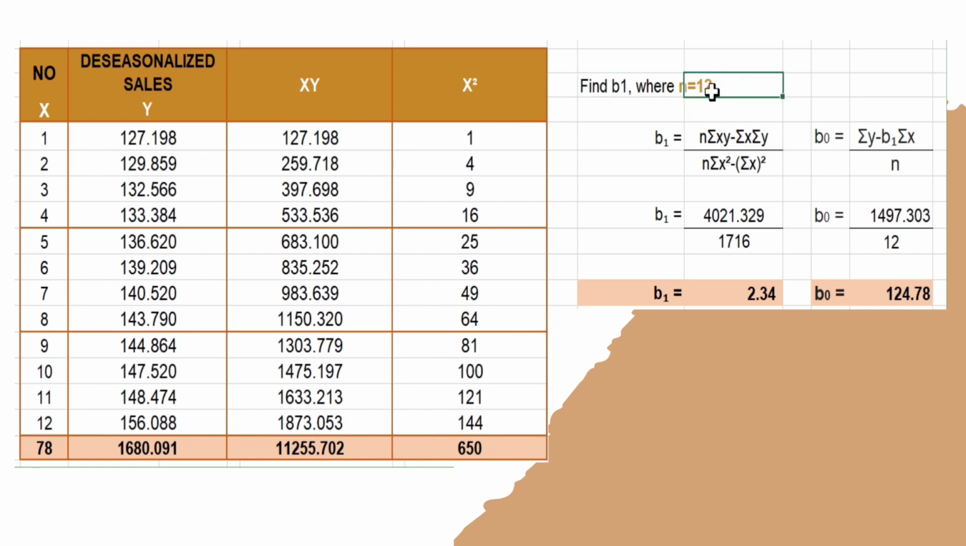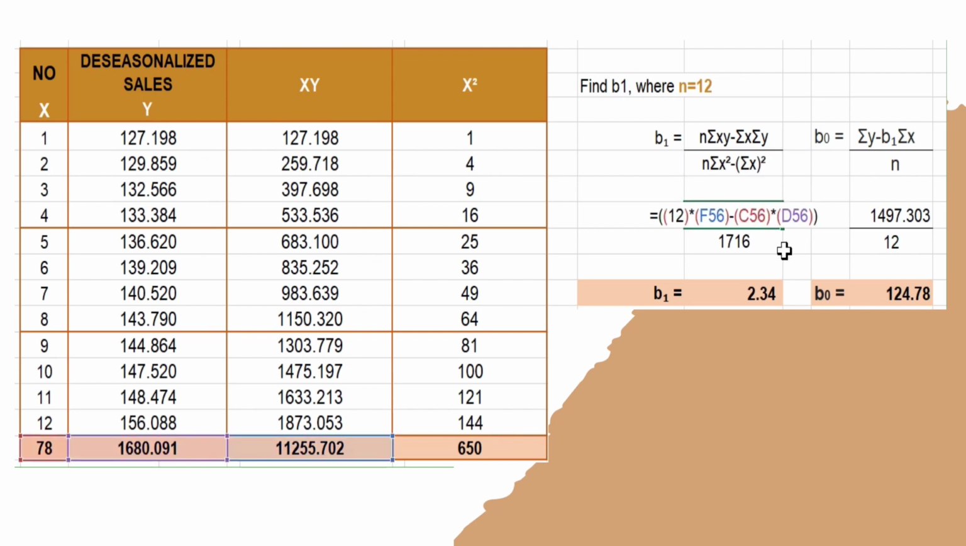And because we have 12 quarters in 3 years, b sub 1 is equal to n multiplied by the summation of xy, minus the summation of x multiplied by the summation of y, all over n multiplied by the summation of x squared, minus the exponent of 2 of the summation of x.